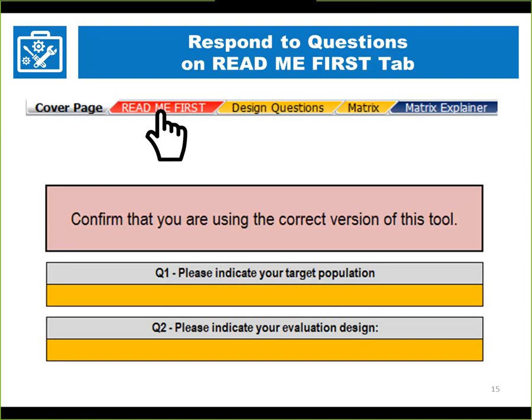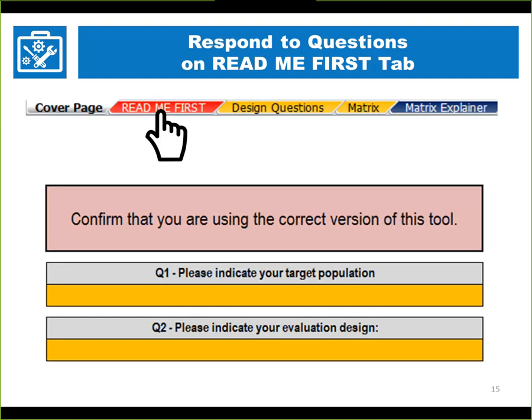From the drop-down menu, you can select your evaluation design from among the following options: RCT assignment at the student level, RCT assignment at the cluster level, QED assignment at either the student or cluster level, or regression discontinuity design. Based on your responses, the tool will indicate whether or not you're using the correct version.